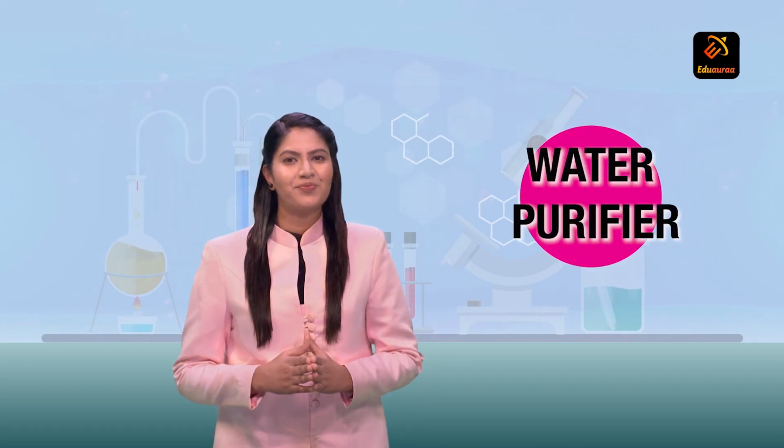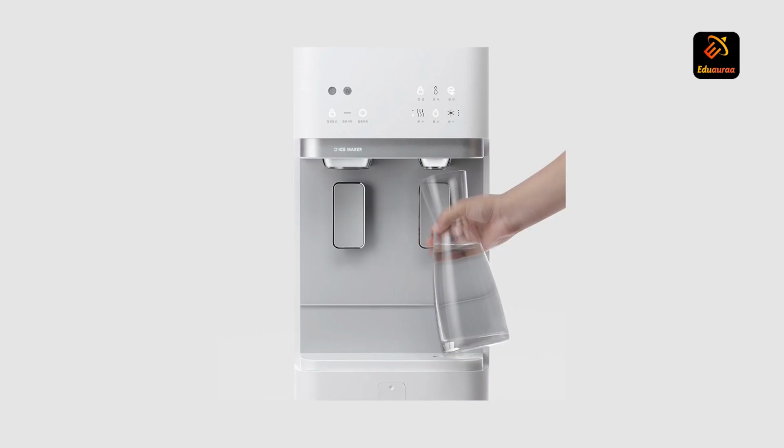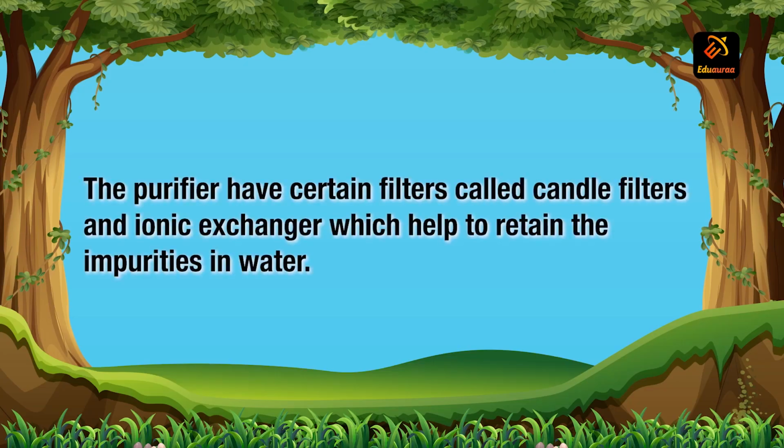Water purifier. Students, at our houses we have RO systems, water purifiers, because of which the physical and chemical impurities are removed from water. The tap water is attached to the purifier, so the tap water passes through the purifier. How is the water purified, students? The purifier has certain filters called candle filters and ion exchangers which help to retain the impurities in water.